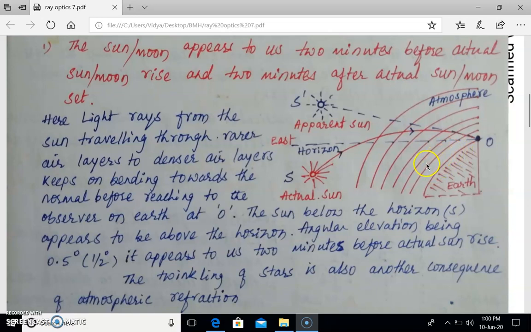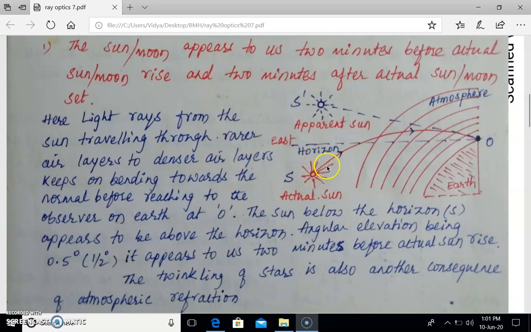The air layers nearer the surface of the earth are denser, and with altitude, the optical density of air layers decreases. So when the sun is below the horizon, this is east, these are the atmospheric air layers. Lower air layers are denser, upper air layers are rarer. Sun is below the horizon.